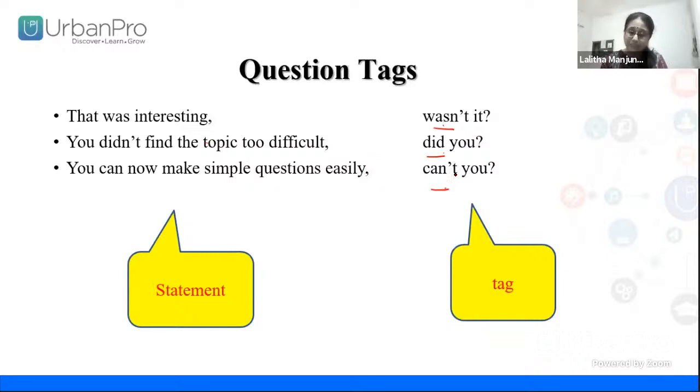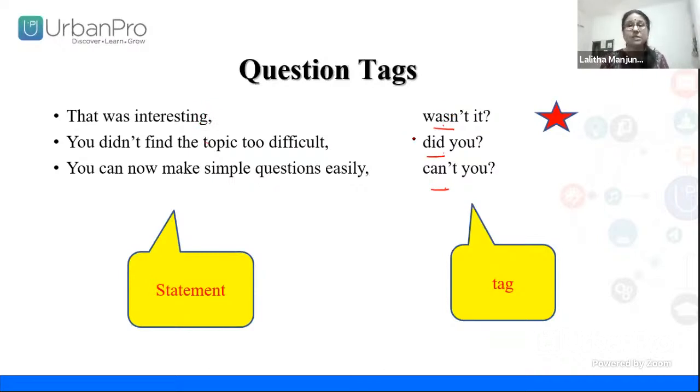Now, when people make question tags, they make a common mistake. What they do is they say, that was interesting, isn't it? You didn't find the topic too difficult, isn't it? You can now make simple questions easily, isn't it? Now, you can't add isn't it to every sentence. You have to make a tag which suits the statement here. Only then it becomes a proper question. Okay. So this is a common mistake that people make. They add isn't it when they want to make the sentence into a question.